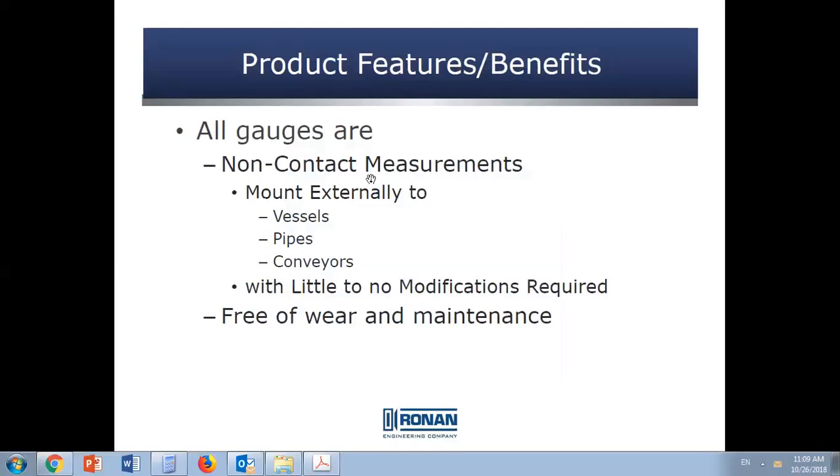Generally, product features and benefits. All equipment is non-contact. That means it's mounted externally to the vessel, to a pipe, to a conveyor, and little to no modifications to that equipment are required. It's free from wear and tear.